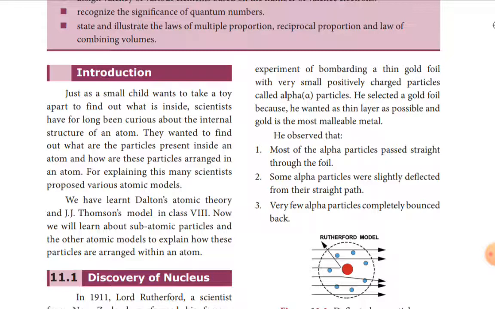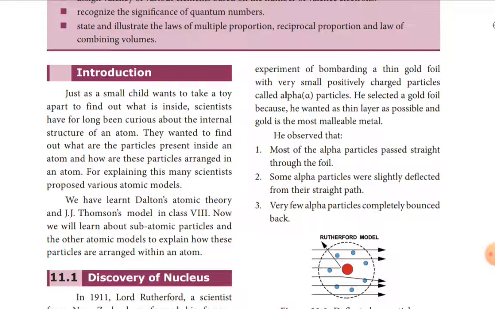See, alpha particles are nothing but doubly charged helium ions, and they have a mass of 4 atomic mass units. And also see, Rutherford selected gold foil for his experiment because he wanted as thin a layer as possible, and gold is the most highly malleable metal.